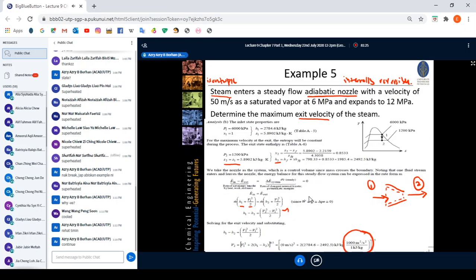I have mentioned this so many times. Missing this particular conversion factor will not get you the maximum mark.